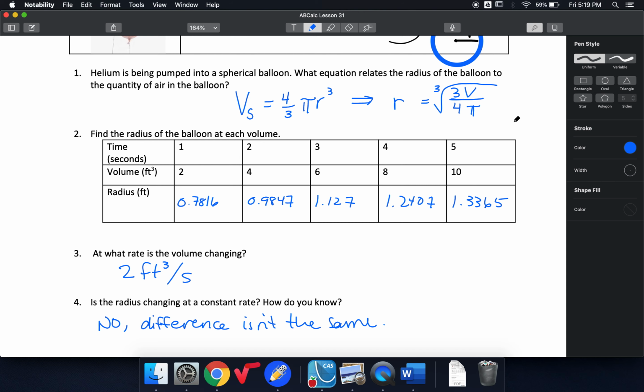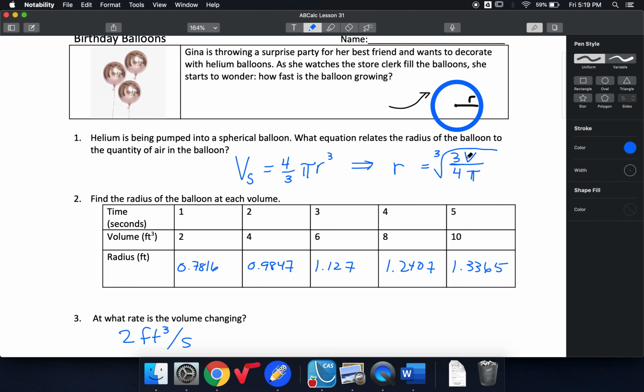And that makes sense because as we add more air to this balloon, even though the volume of air going in, that rate, is staying the same, the balloon grows quickly at the beginning, but then as it gets bigger, there's more space for air to be in, so it doesn't stretch it as much.